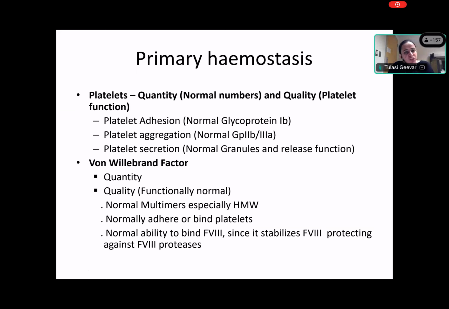The platelet granules and content should be normal, and the release function of the platelet should be normal. And von Willebrand factor, which is also involved in platelet plug formation, should be present in normal quantity and also quality. When I mention quality, the von Willebrand factor should be of the high molecular weight form for it to be functional. It should be able to bind to platelets. The platelet binding function should be normal. It should also be able to bind to factor 8, which is one of the other functions of von Willebrand factor.